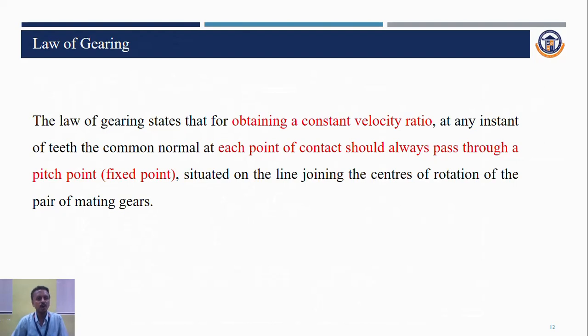Next one will be the law of gearing. The law of gearing states that for obtaining constant velocity ratio at any instant of teeth, the common normal at each point of contact should always pass through a pitch point, which means a fixed point situated on the line joining the centers of rotation of the pair of mating gears.